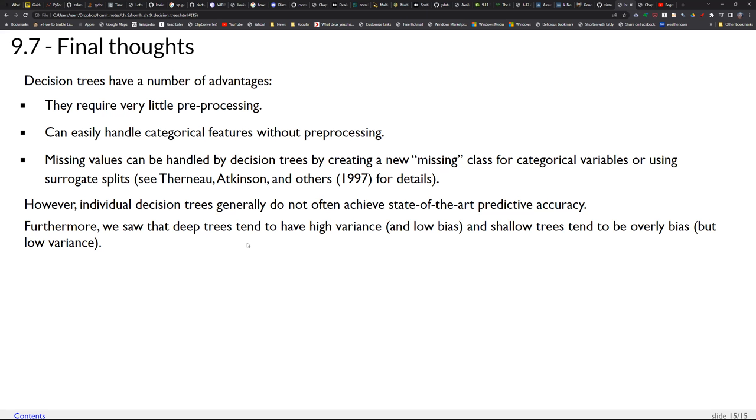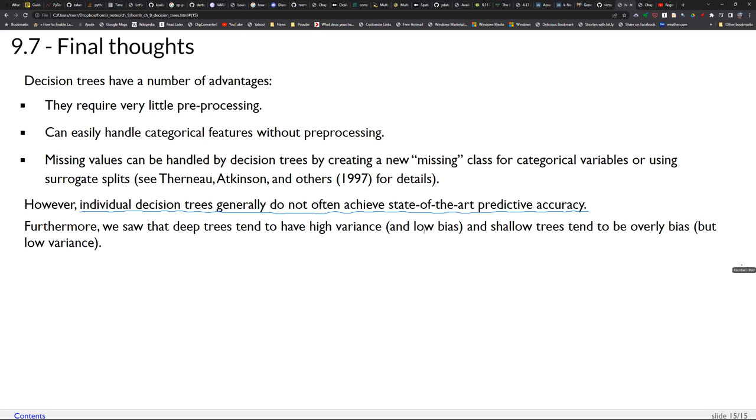However, decision trees are not the state of the art in terms of predictive accuracy. They're prone to overfit. That's part of the design, I guess. And furthermore, we saw that deep trees tend to have high variance, in other words, low bias. It learned too much of the training set, and then they overfit on new data.